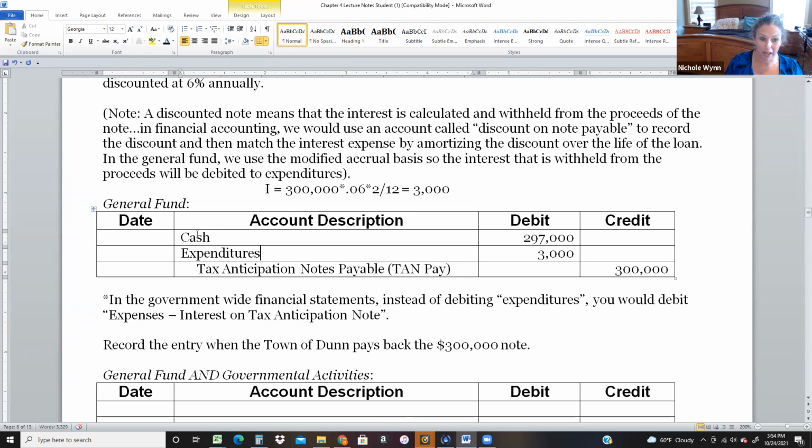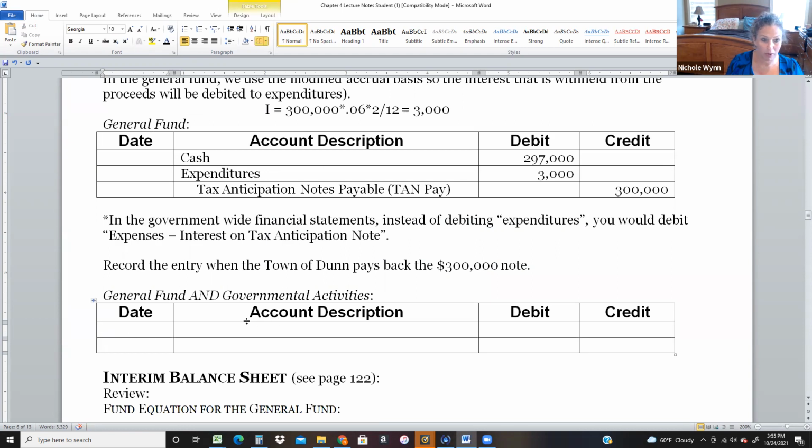And if we copied and pasted it, I didn't. I started to get lazy. In the government-wide, instead of debiting expenditures, you just debit expenses, dash, interest on TAN. So instead of copying and pasting it, I just said you would copy and paste it and then change that word to expenses dash interest. And now when you repay the loan at both levels, you're just going to repay. So you're going to debit TAN payable and credit cash for 300.